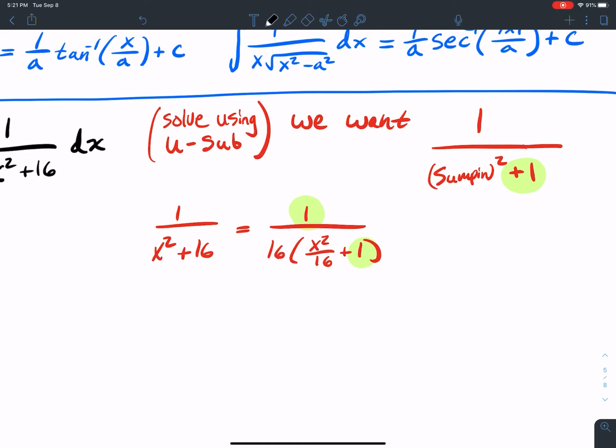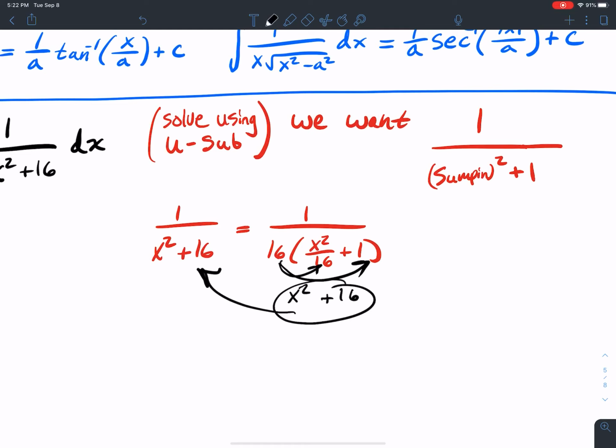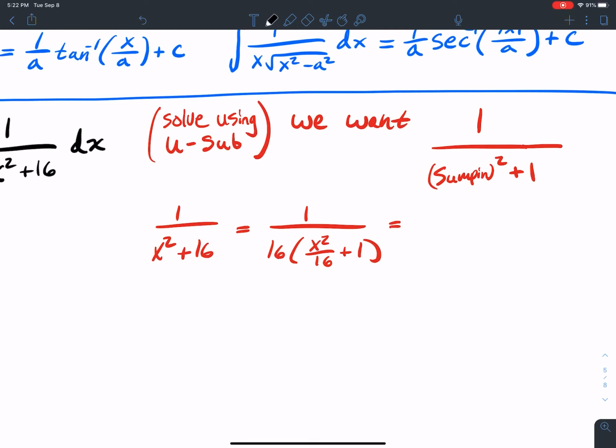So just to make sure we understand we're good, if I multiplied this back through, I get x squared, and then I multiply that, I get 16. So I didn't change anything from here to here. They're the same thing, okay? So now what I'm going to do is I'm going to pull this 1/16 off to the side here, okay?